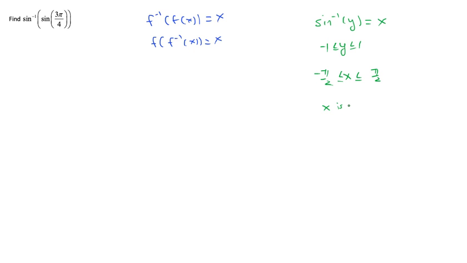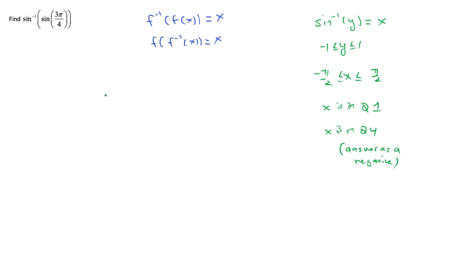x is in quadrant 1 if y is a positive value, and x is in quadrant 4 if y is a negative value, but in quadrant 4, we give the answer as a negative angle, because it has to be between -pi/2 and pi/2.